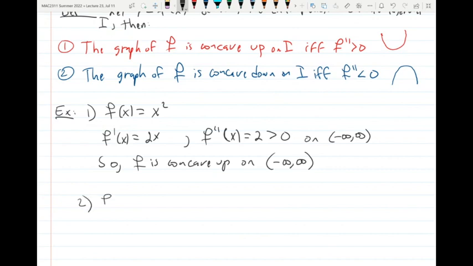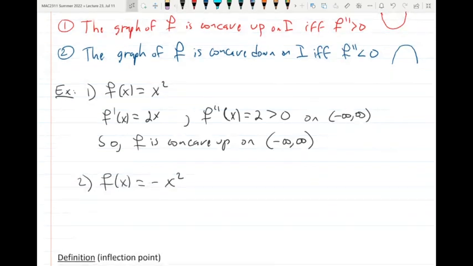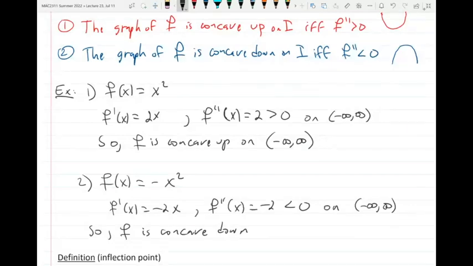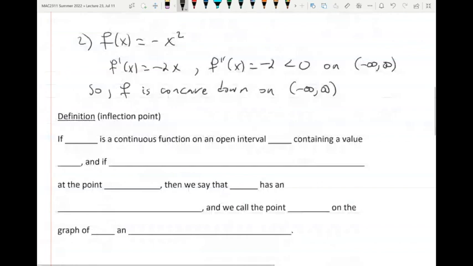And then similarly, if you look at negative x squared, then its derivative is negative 2x. Second derivative is negative 2, which is less than 0 on the entire real line. So f is concave down. You okay with this? All right.